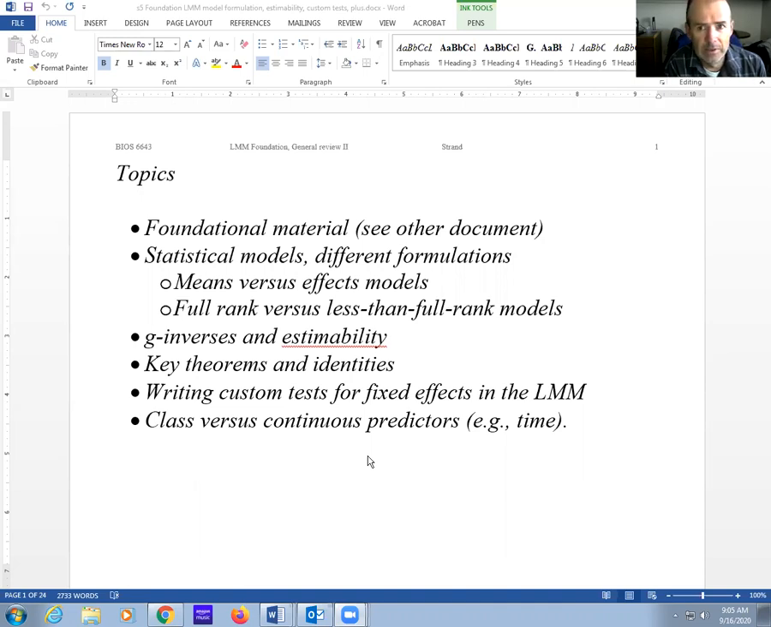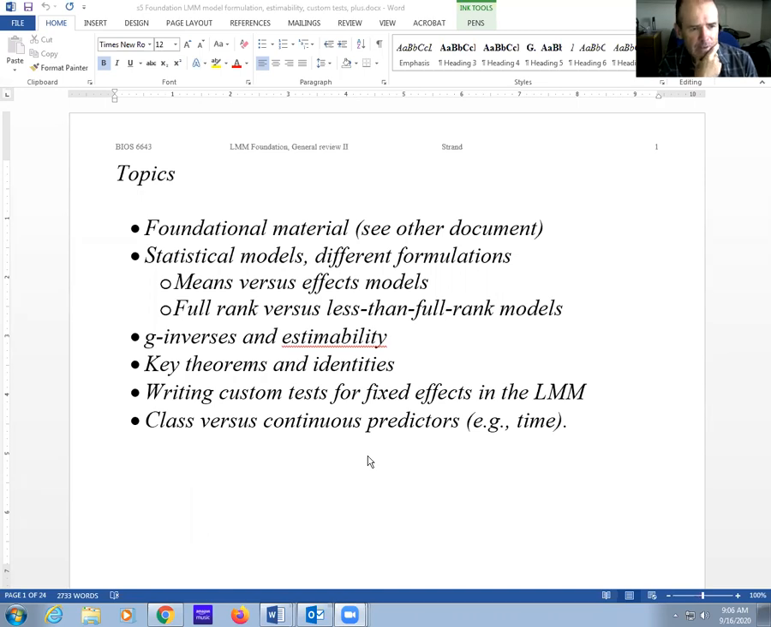G inverses, generalized inverses. Just a quick show of hands, how many people are familiar with generalized inverses? Not at all? You didn't talk about this at all in 6612? Wow, okay. So it's a new thing, it's not review. Estimability, do you remember that topic? Maybe some of the stuff you talked about really quickly, I don't know, maybe not.